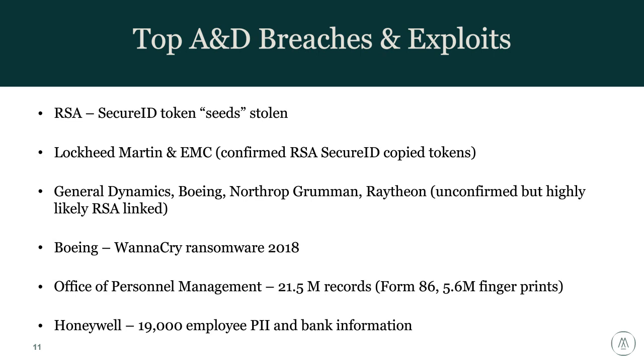What happened was the SecurID tokens were stolen, which then, and it's been confirmed, Lockheed Martin and EMC were then subsequently compromised shortly thereafter. It was confirmed that because the RSA SecurID tokens had been copied, threat actors were able then to break into Lockheed and EMC and steal very sensitive information. It is unconfirmed but highly suspected that General Dynamics, Boeing, Northrop Grumman, and Raytheon were also subsequently breached after RSA as a result of these tokens.